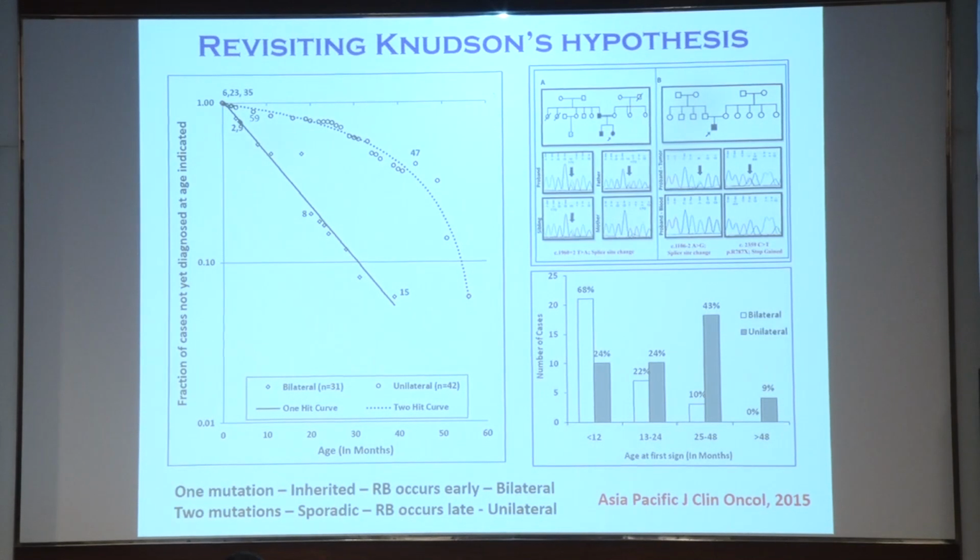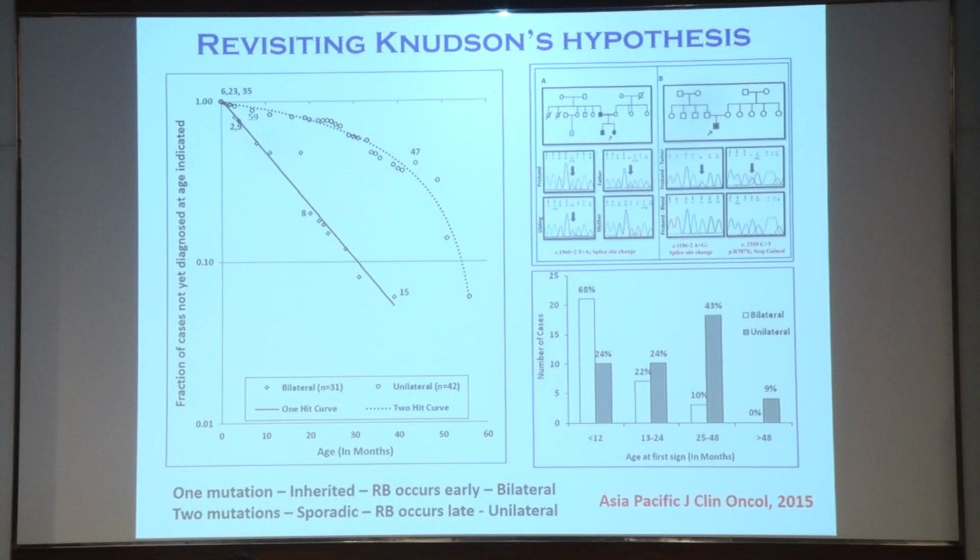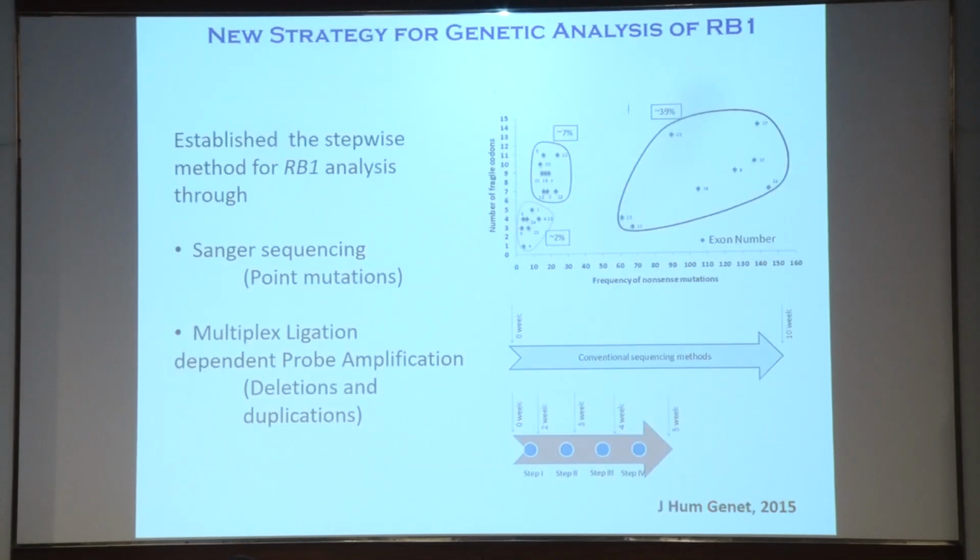On looking at it very carefully, the Knudson hypothesis clearly gives you the two-hit theory and explains it very well. The one thing that was very glaring was that we used to have bilateral cases presenting to us very early and unilateral cases presenting later, which corresponded to the two-hit hypothesis as well. That was the first thing we did. Then we strategized and established a stepwise methodology for analysis.